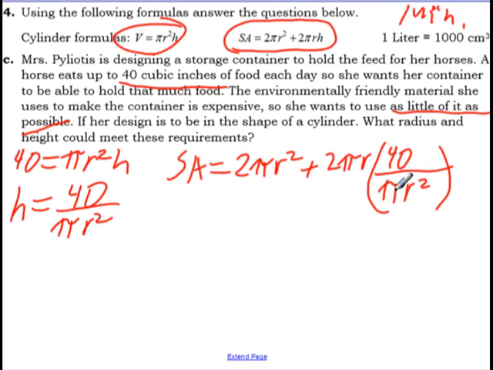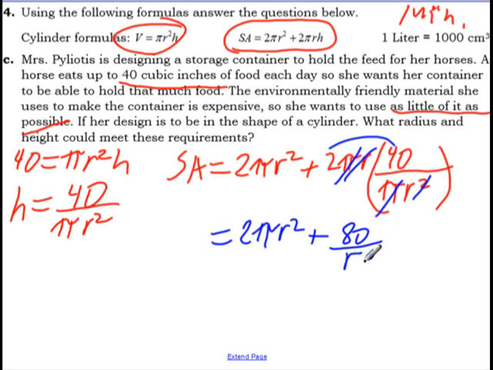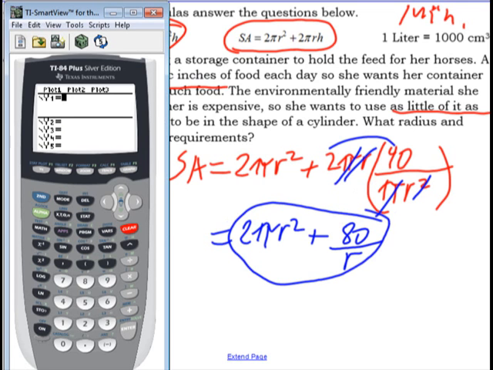I'm going to simplify this a little bit just to make it easier to type into my calculator. I can cancel out that pi, cancel one r with one of these r's, and so what I'm left with is 2 pi r squared plus, and don't forget about that 2, so that's 80 over r. And honestly, you can put either expression into your calculator. They are equivalent to each other. I just find this version a little bit easier to type into my calculator. So let's go ahead and do that now.